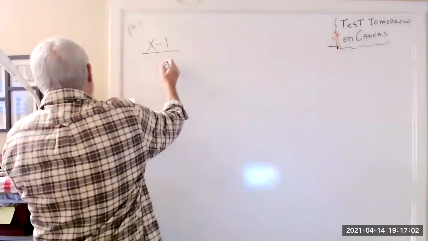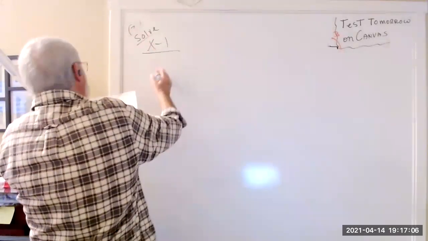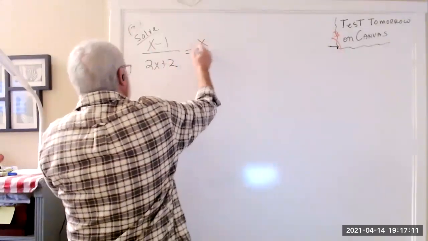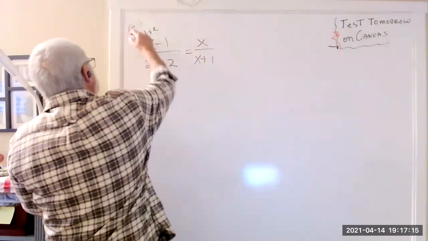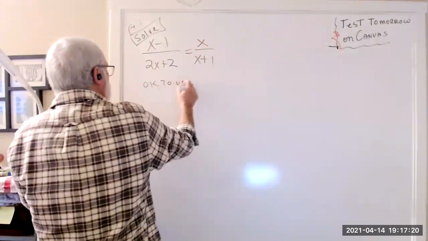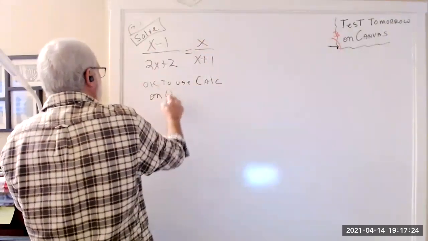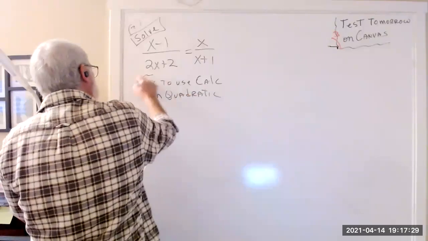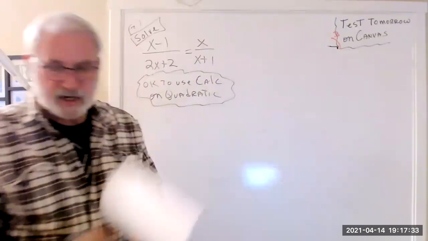X minus 1 over 2x plus 2 equals x over x plus 1. I want you to solve this any way you can, and it's okay to use the calculator on the quadratic. So let's pause and have you guys try that.